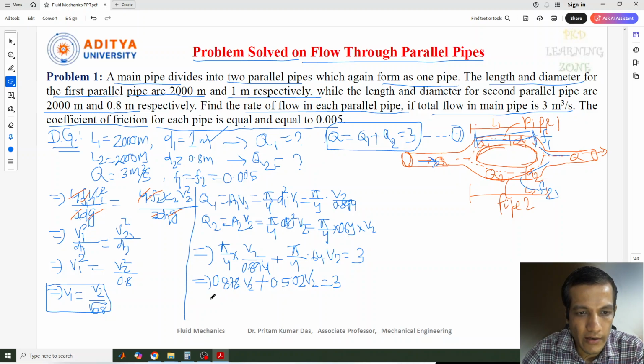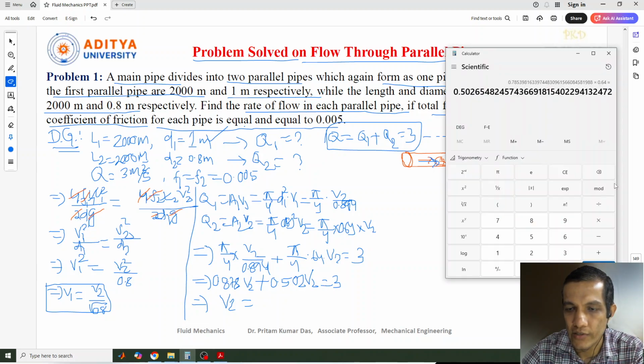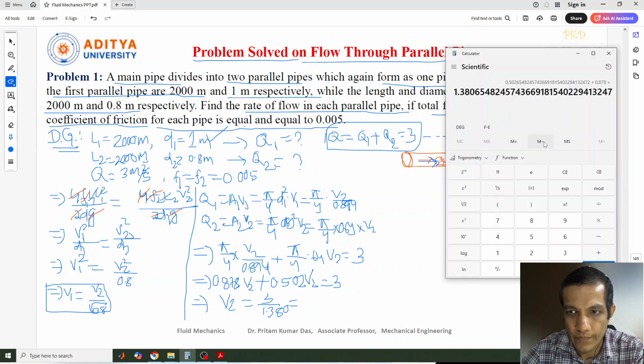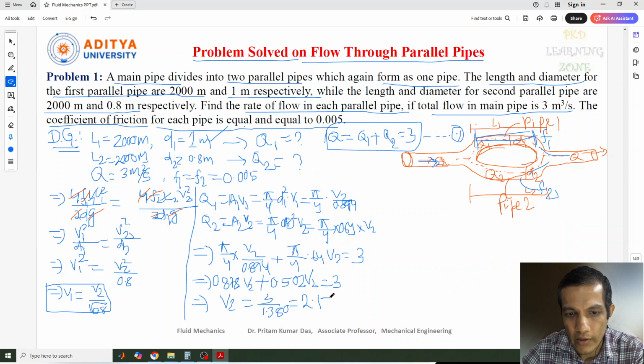So finally, in terms of velocity, how much will we get here? V2 equal to 3 by this value. Let's see how much is there: this one plus 0.878, 1.380. So we can write 3 by 1.380. So this is 3 divided by 1.380, 2.17. So this V2 we got, 2.17 meter per second.